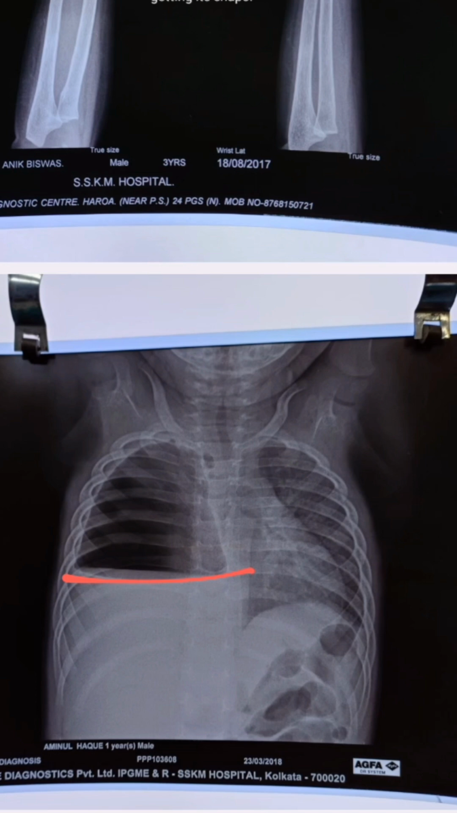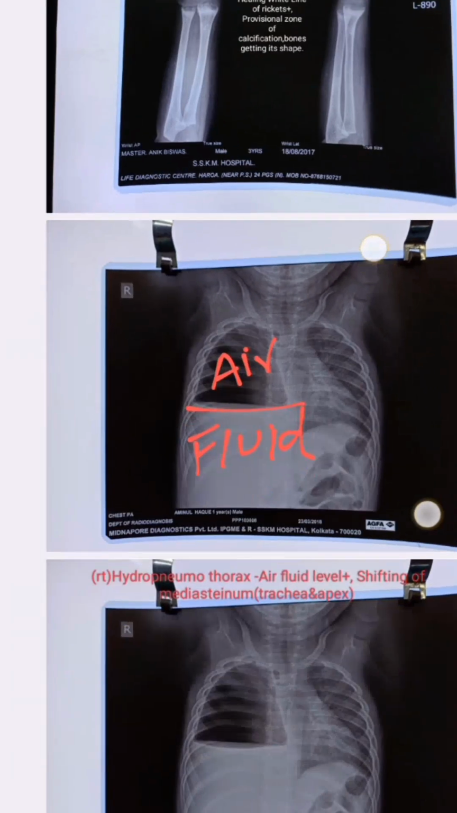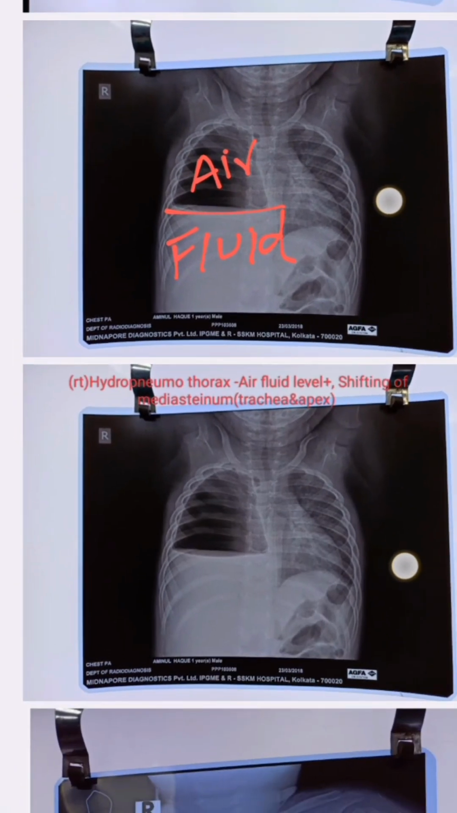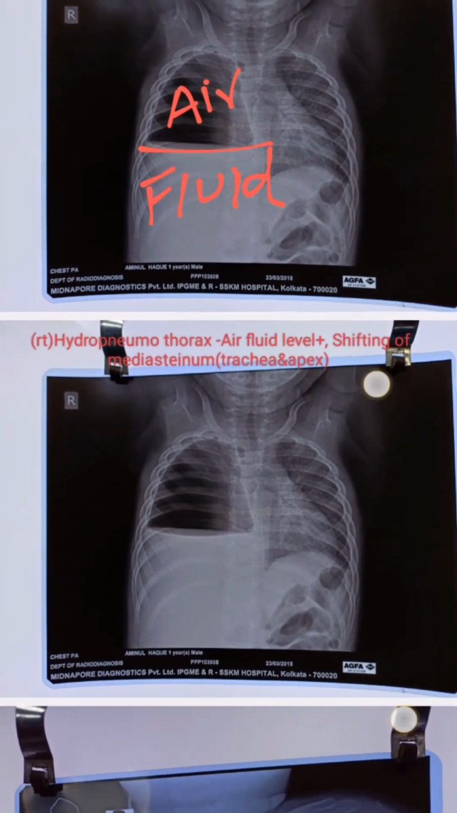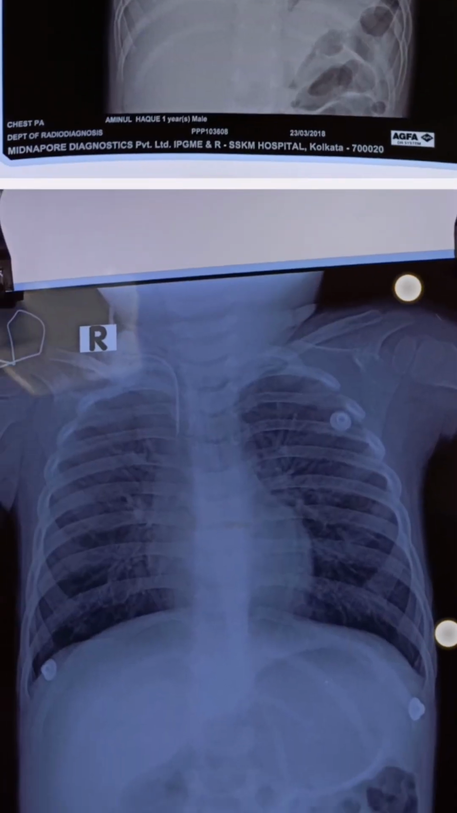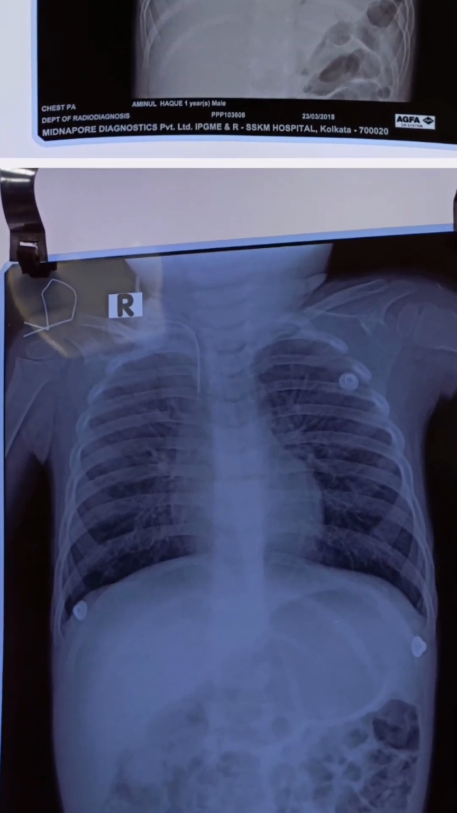Now this is an air fluid level that is classically seen in case of hydropneumothorax. Air is at the top, where you can see the translucent lung fields without any lung markings, and at the bottom is the fluid level. Okay, and you will also notice that there is shifting of the mediastinum to the opposite side in case of hydropneumothorax. But if you take the patient in supine position, then the whole lung field will have ground glass opacities.